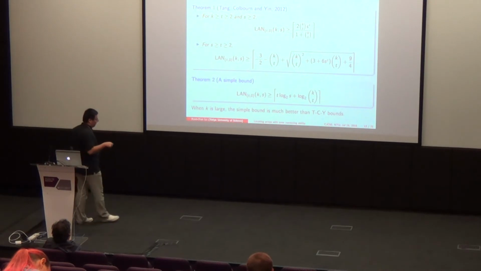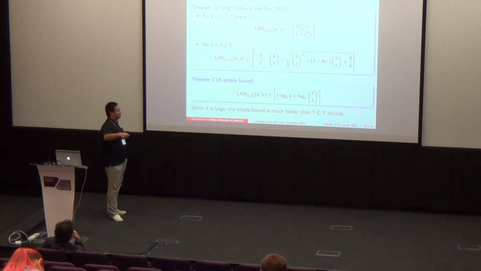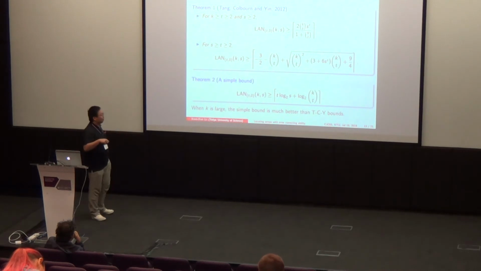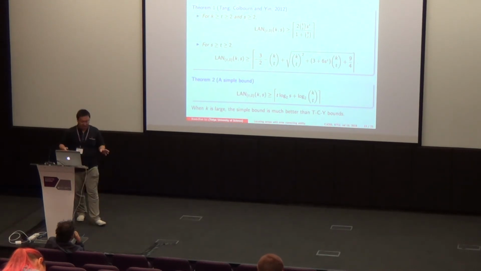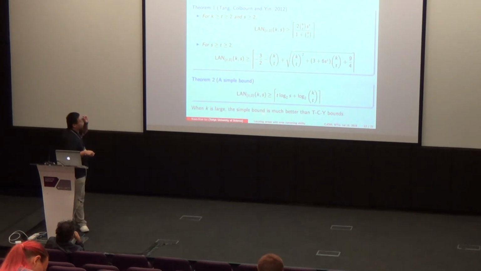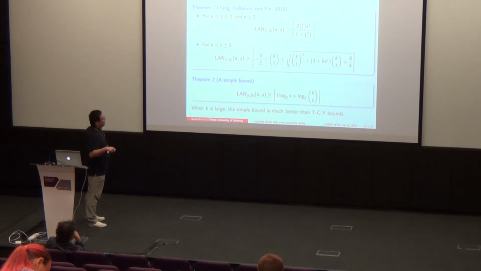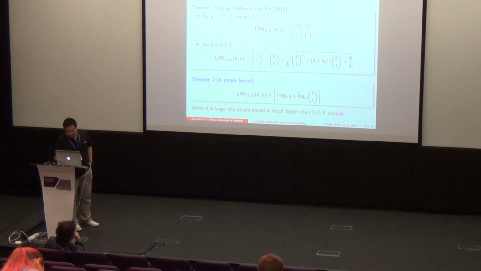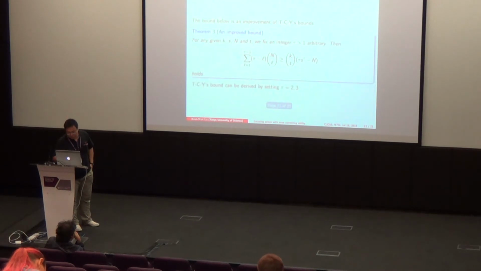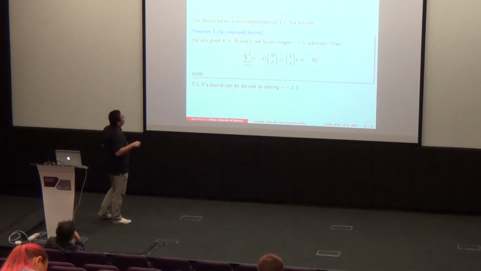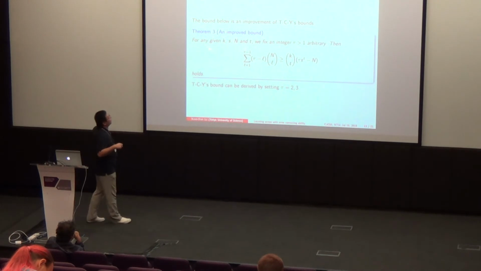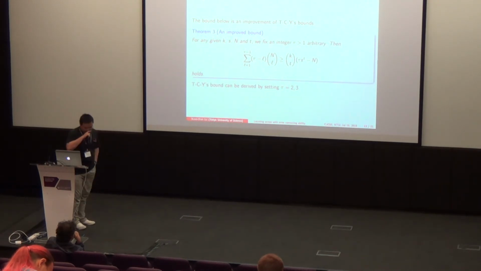But when the number of factors is large, we can simply count the number of subsets, and by using the definition, we get a simple bound. When k is large, the simple bound may be better. We can also use the idea of the TC-wise bound to get an improved bound, and when k is large, it also works well. We can just set tau to 2 or 3 in this formula to get their bounds.